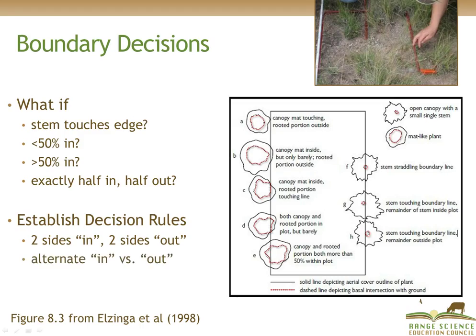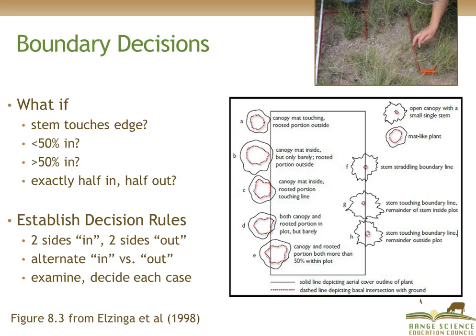Another way to do it is to simply alternate in versus out. So the first time you encounter a plant that you have to make a decision about, you would count it as in. And the next time you encounter another plant that you have to make a decision about, you would then say that it is out, and you would alternate in versus out. And this balances out the difficulty of having to spend time determining whether a plant is in or out, and also reduces the chance for any kind of observer bias.